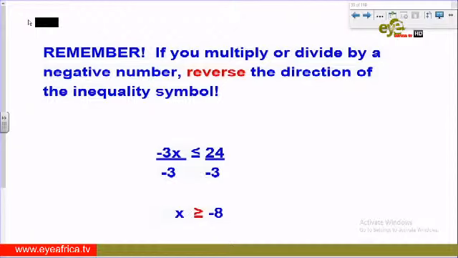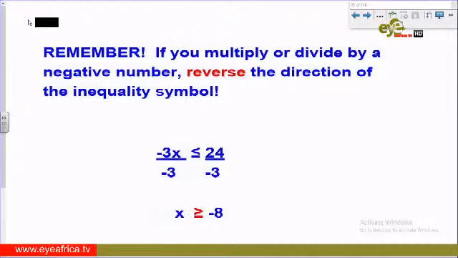Now, this is a hint here that we must remember always throughout. If you multiply or divide by a negative number, reverse the direction of the inequality symbol. We did this before, and we will do it again. Whenever you multiply or divide by a negative number, the reverse of the inequality sign will come. If it was a greater than sign, it will be a less than now. And if it was a less than, it will be a greater than now.